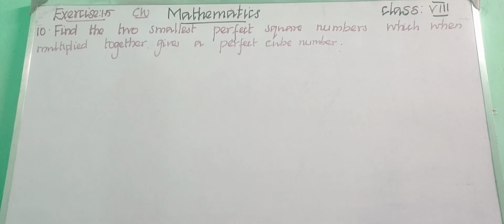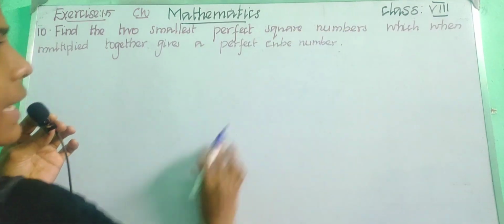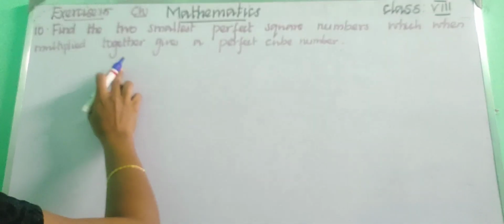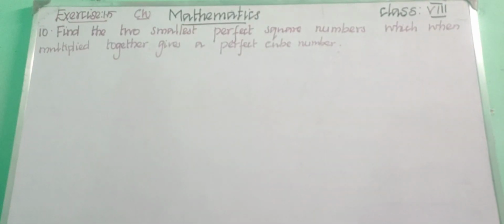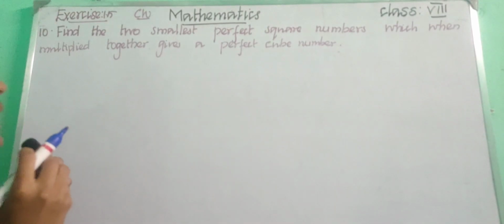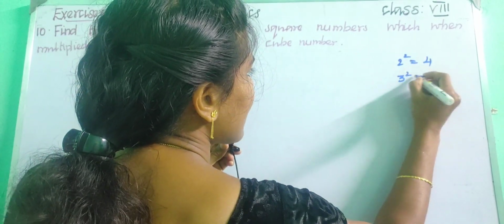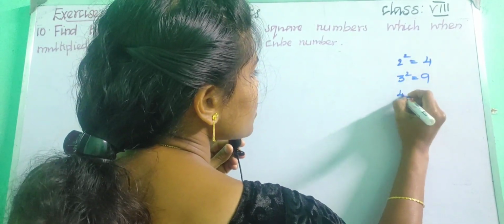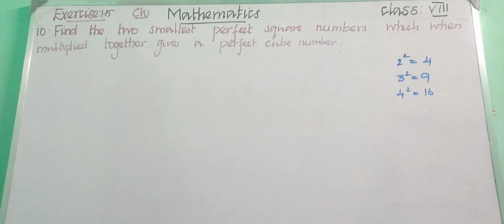Okay, children, let us read the 10th question. Find the two smallest perfect square numbers which when multiplied together gives a perfect cube number, okay? We need to find the two smallest perfect square numbers. So what are all the square numbers we have learned? See, 2 squared is 4, okay? 3 squared is 9, okay? 4 squared is 16, okay? So we need to find the two smallest perfect square numbers which when multiplied together gives the perfect cube number, okay?